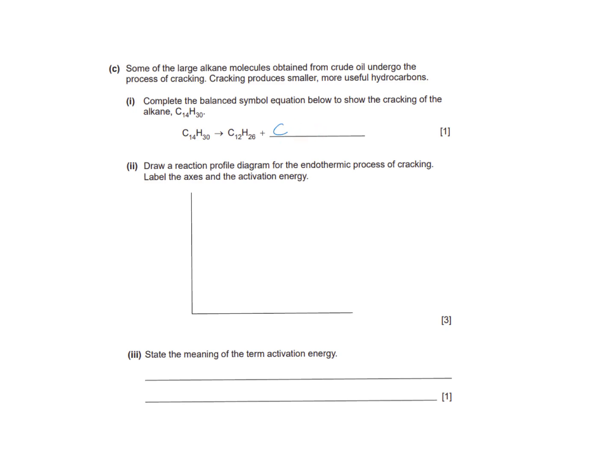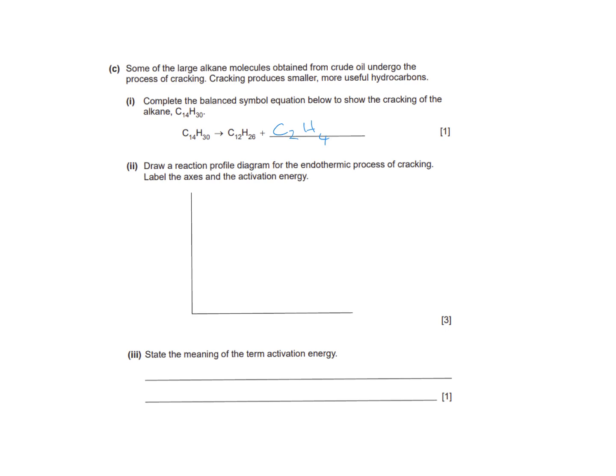So this has got to be C2. Again, the hydrogens have to balance. We've got 30 on the left, there must be 30 on the right. We've already got 26, so that means there must be 4 hydrogens. That's it now balanced, and you can see that this is our long chain hydrocarbon molecule. It's now broken down into a smaller hydrocarbon chain and an alkene.